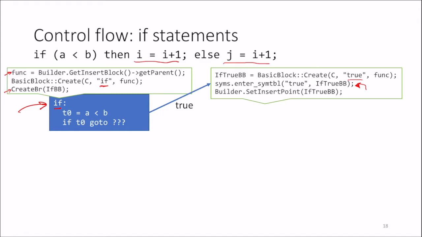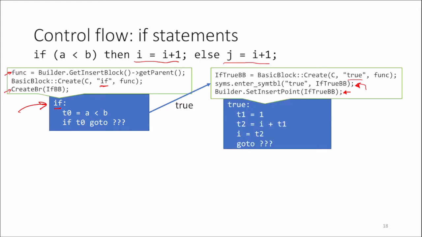And the next thing we do is we set the insert point. Whenever we're ready to generate code for this basic block, we have to set the insert point first and then generate these instructions. So here, when it's true, you can see that this question mark is going to be a goto to this label over here, true. So we would replace T0, the goto statement goes to this label true here. This new symbol table scope has to be specified for control flow statements.